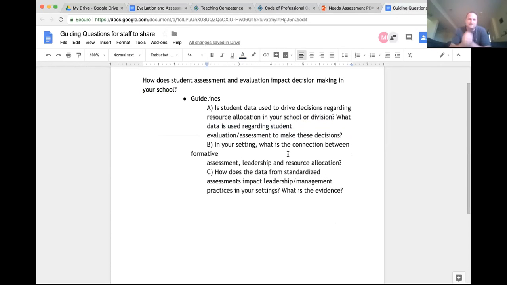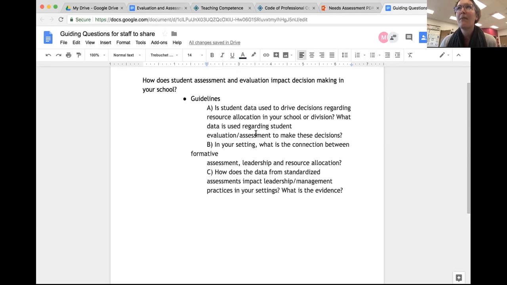So here's our driving question. How does school assessment and evaluation impact decision-making in your school? In terms of guidelines: A, is student data used to drive decisions regarding resource allocation in your school or division? What data is used regarding student evaluation and assessment to make these decisions? B, in your setting, what's the connection between formative assessment, leadership, and resource allocation? C, how does the data from standardized assessments impact leadership management practices in your setting, and what is the evidence?